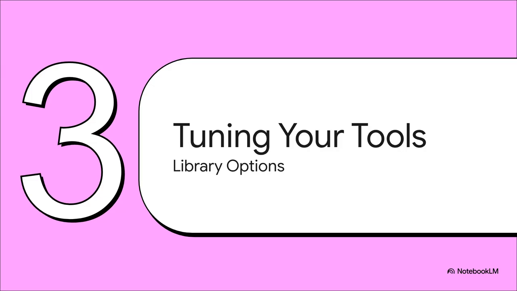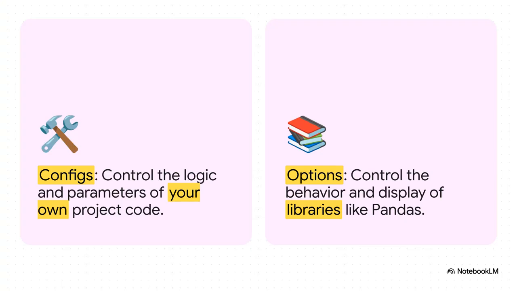Okay, section 3, tuning your tools. So it's not just about your code. You can also tune the tools and libraries you use every day. So what's the difference between a config and an option? It's actually pretty simple. Configs control your project, your logic, your models. Options, on the other hand, control the libraries you use, tools like Pandas or Matplotlib.